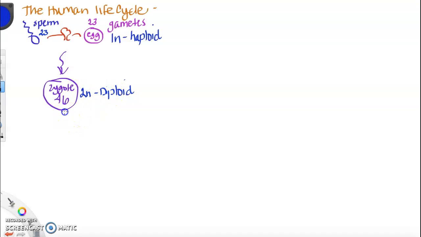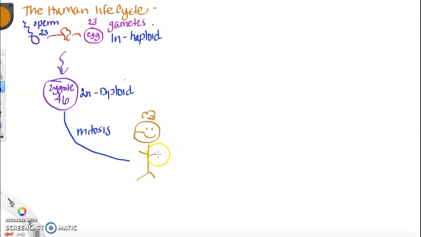So the zygote now goes through a bunch of dividing, or mitosis, and we end up with an organism. All right, so we end up with this organism. The organism makes its own gametes through something called meiosis. And the whole process starts again.